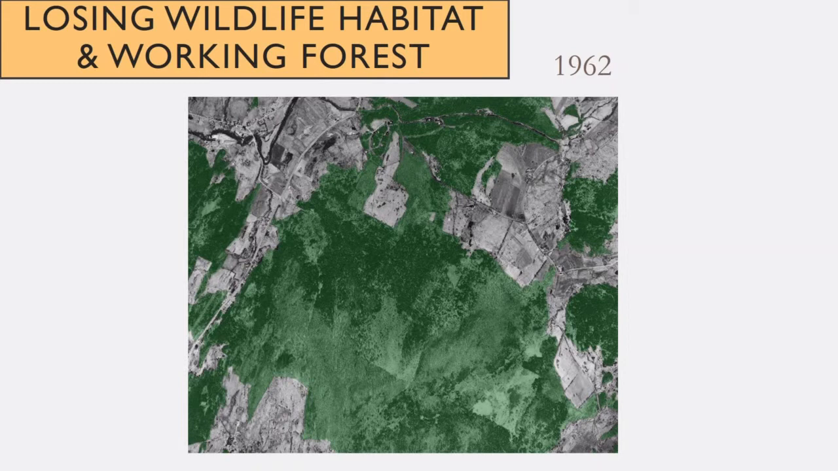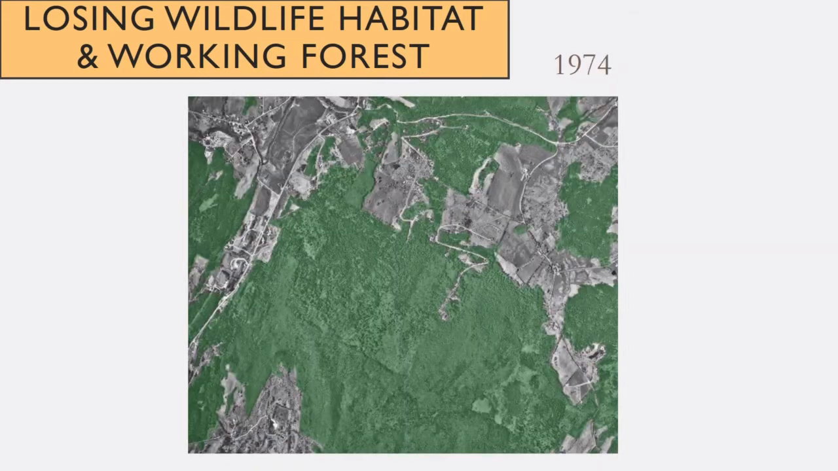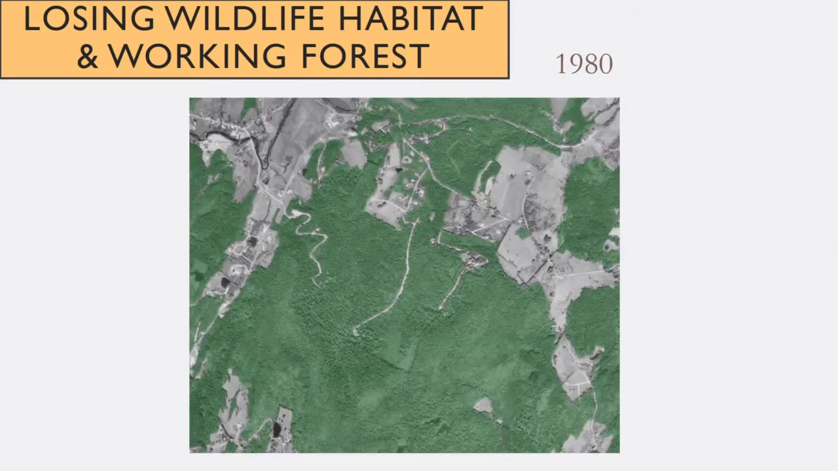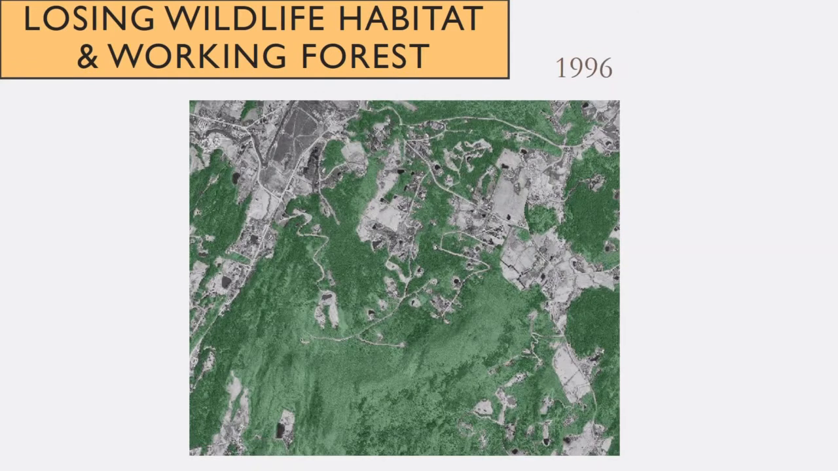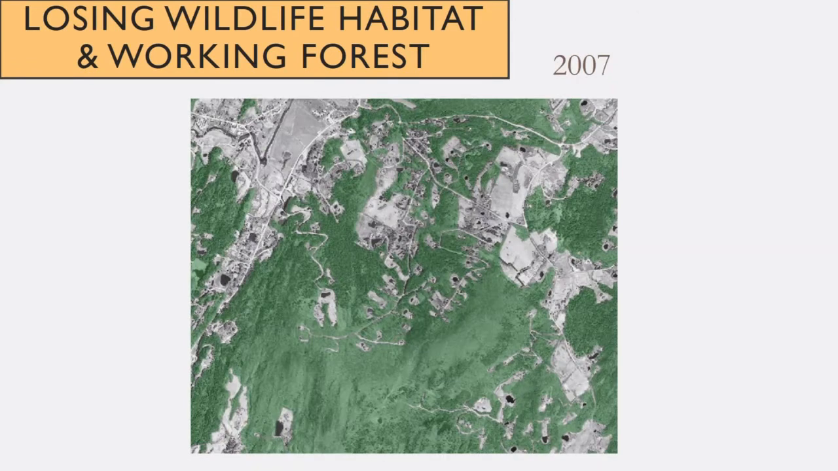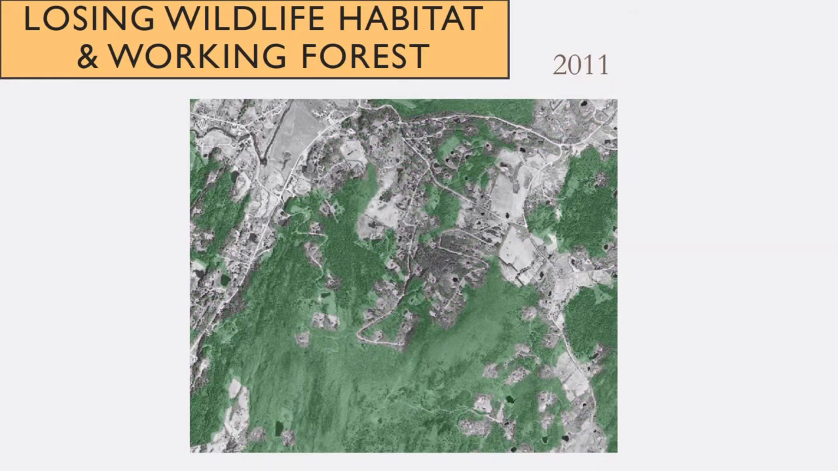Here's 1962, 1974, 1980, 1996, 2007, and 2011. Now, as you can see, those forests have changed substantially. There were a lot of developments that happened starting from the road and working outward, some driveways that formed one at a time, and then more houses along the side of those roads. And what I'd like you to really look at here is the pattern of those forests.